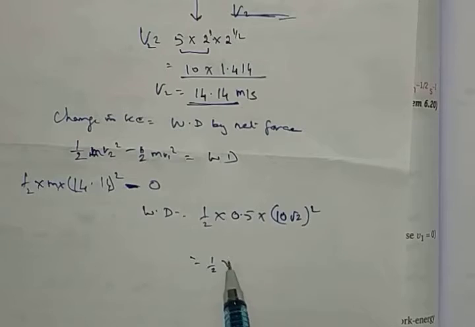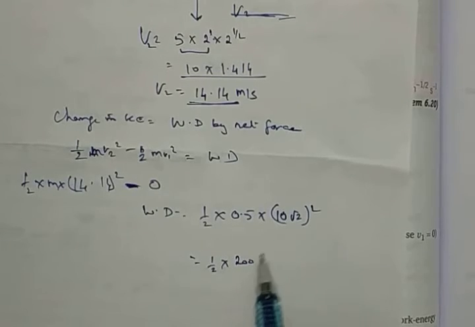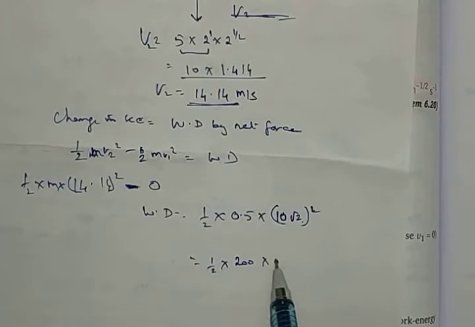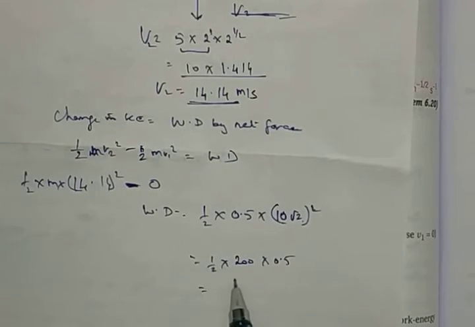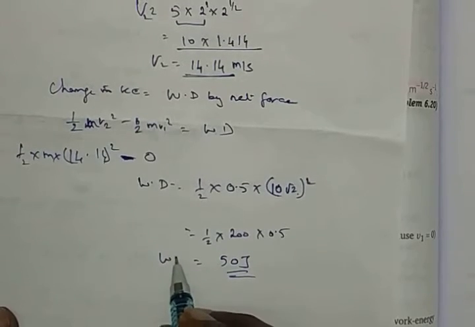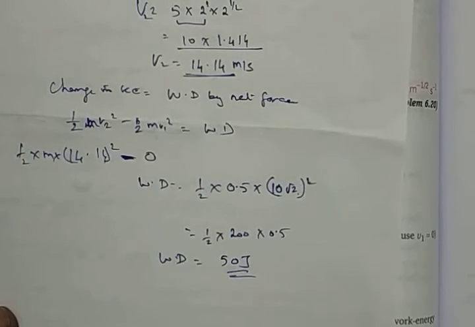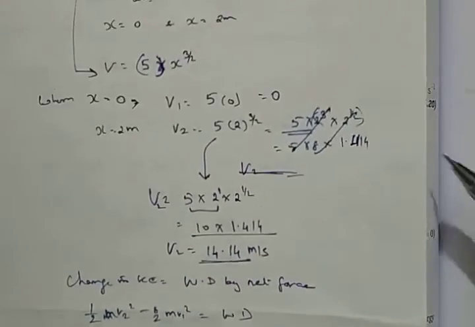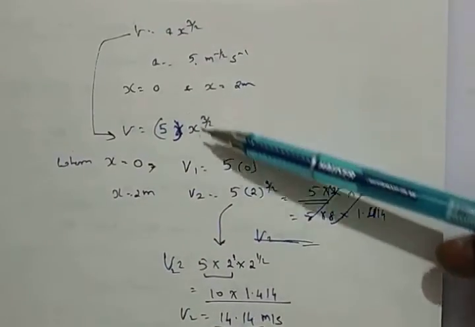1 by 2 into 200. This is 200 because 10 square is 100. 200 into 0.5. So it's going to be equal to 50 joules. Work done is going to be equal to 50 joules. That's the answer. So it looks quite big and complex question, but actually it's just a velocity.